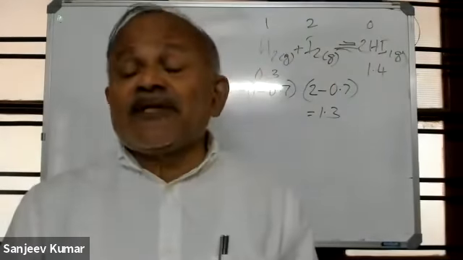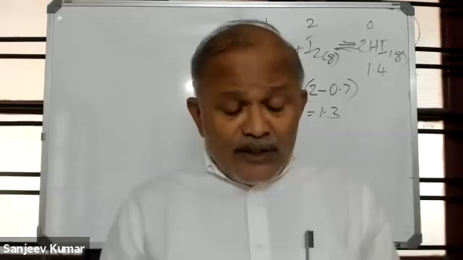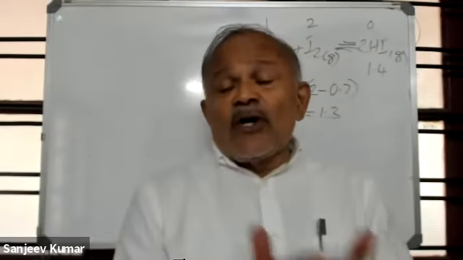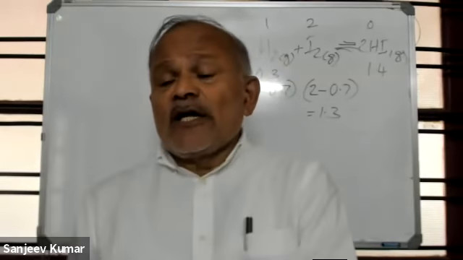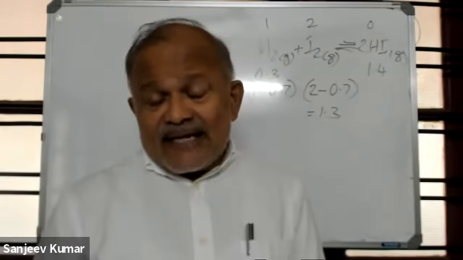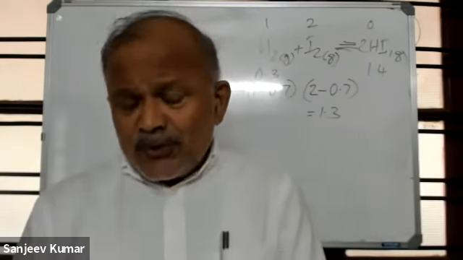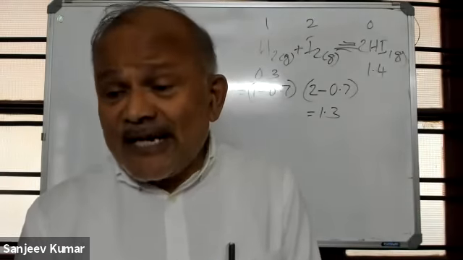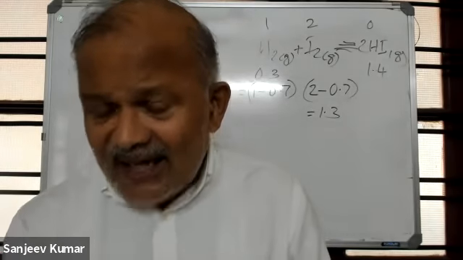But here it is A2 gas plus B2 gas reversible gives 2AB gas. That means 2 volumes of the product and 2 volumes of the reactants. The number of moles of gaseous product is 2 and the number of moles of gaseous reactants is 2. Therefore, pressure has no influence at all.